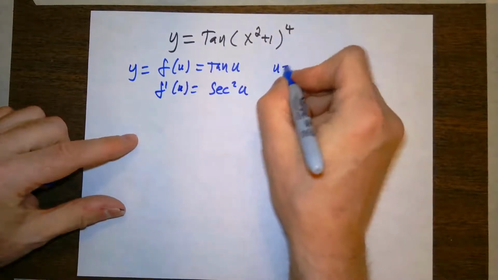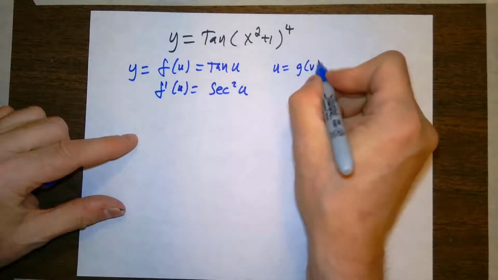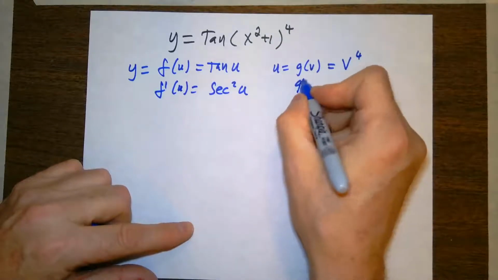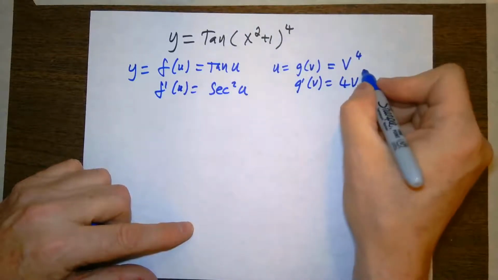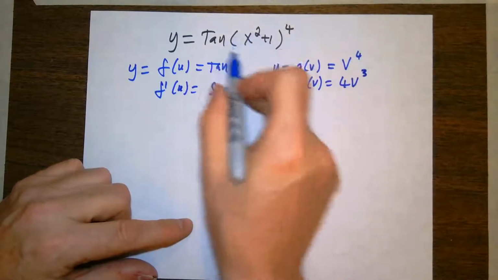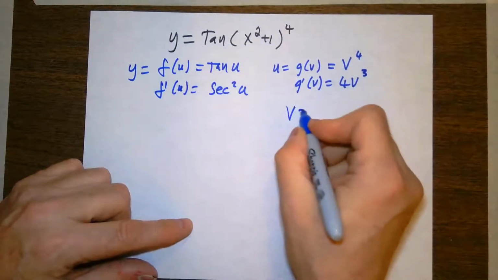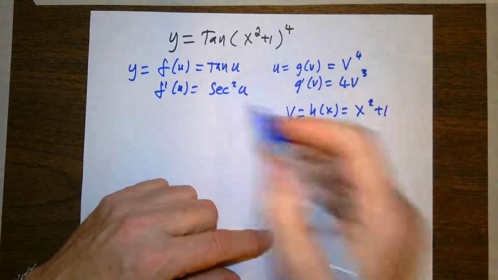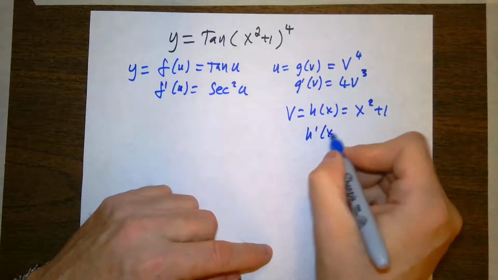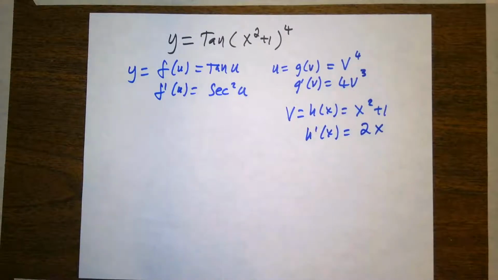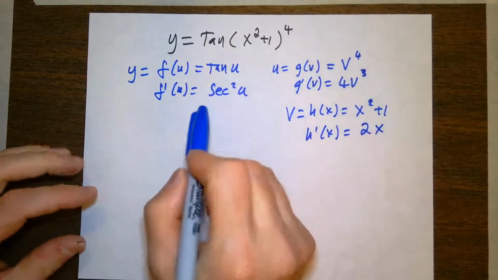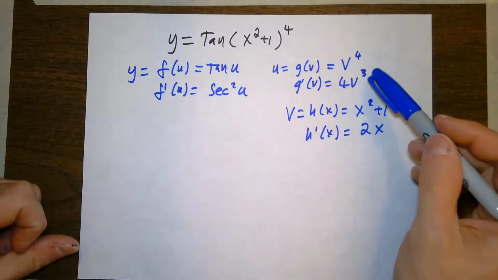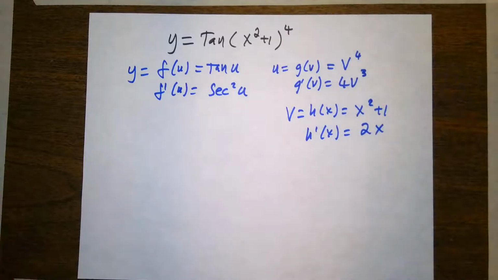All right, so my u is some g of another function, g of v, and that's something to the 4th power. And the derivative is going to be 4 times that to the 3rd power. But then I've got another function inside here, my v. And the v is h of x, x squared plus 1, the inside of the inside. And of course the derivative here is going to be just 2x. So I'm going to have the derivative of the outside with the inside in it times the derivative of the inside. But the inside is a chain rule, so I'm going to have the derivative of the inside with the inner inside in it times the derivative of the inside of the inside.